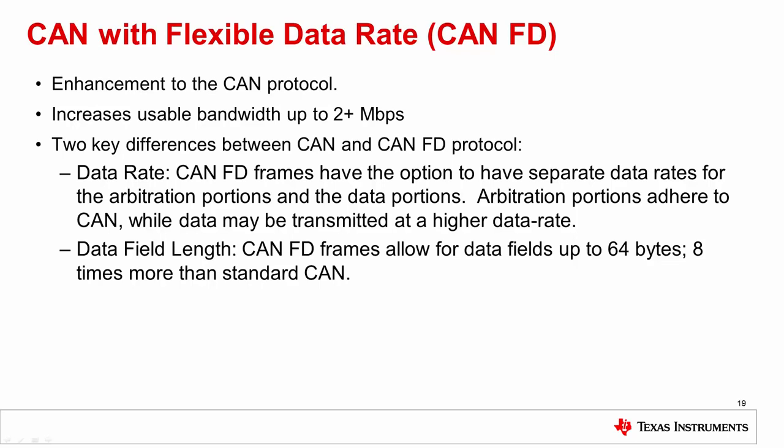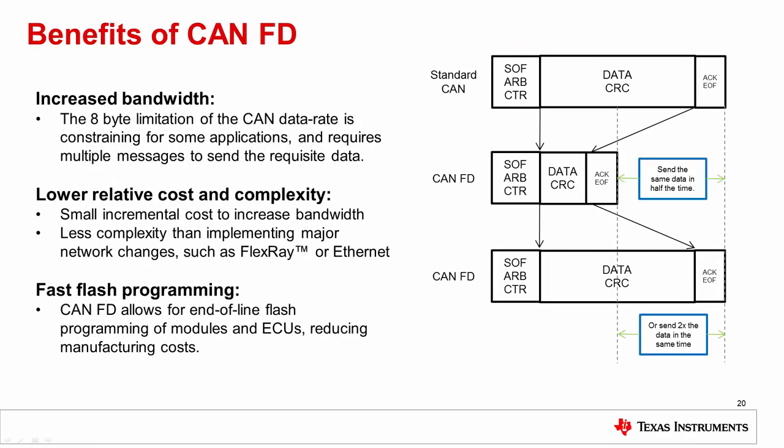CAN-FD frames allow for data fields up to 64 bytes, 8 times more than standard CAN. Increased bandwidth is one of the major advantages of CAN-FD. The 8-byte limitation of the CAN data rate is constraining for some applications and requires multiple messages to send the requisite data. With CAN-FD, you can send the same data in half the time as standard CAN, or 2 times the data in the same amount of time.